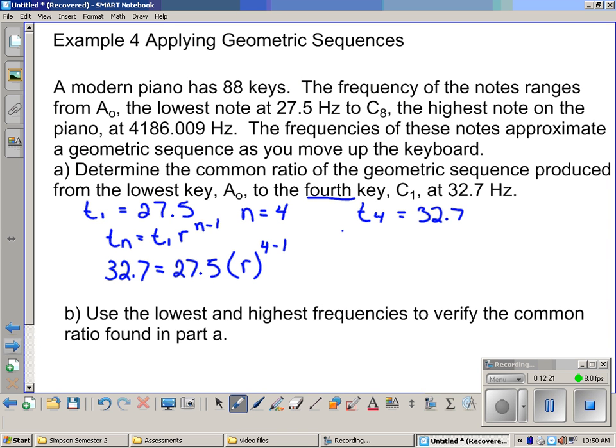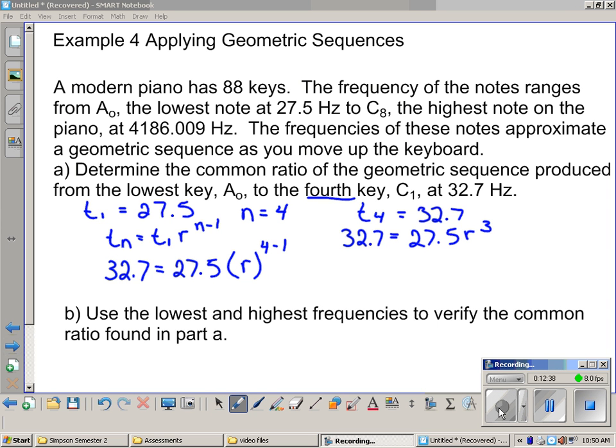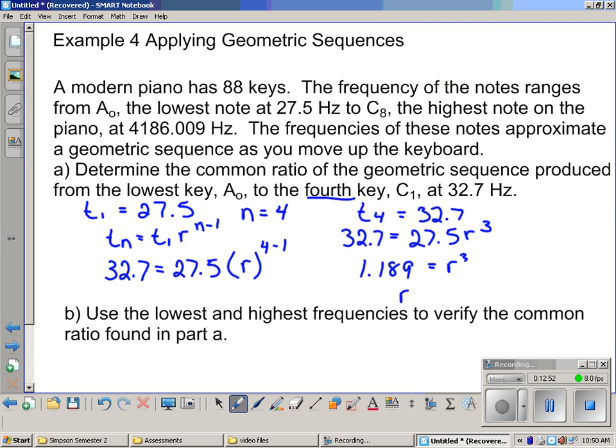This gives me 32.7 equals 27.5 R cubed. Divide both sides by 27.5. That gives me approximately 1.189 equals R cubed. Taking the cube root of that number will give me an R value of approximately 1.06. So that means that my common ratio is about 1.06.